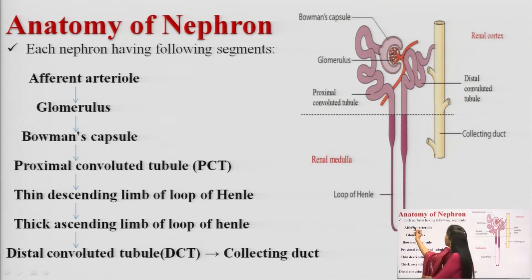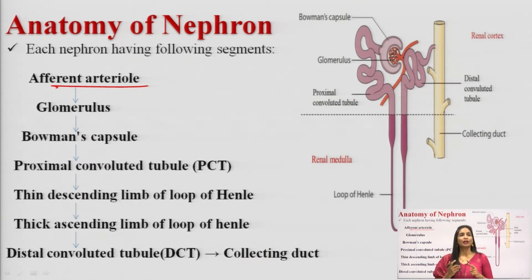First is the afferent arteriole, through which the artery carries blood into the nephron. There is an afferent arteriole and an efferent arteriole. From the afferent arteriole blood goes to the glomerulus, to Bowman's capsule, and then to the proximal convoluted tubule. After that you can see the loop of Henle, which has two parts, the thin descending limb and the thick ascending limb. After that comes the distal convoluted tubule and finally the collecting duct. These are the parts inside the nephron.